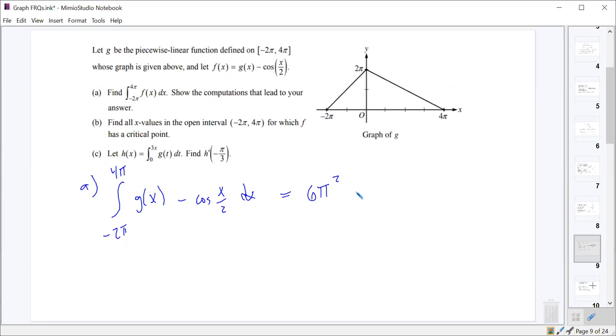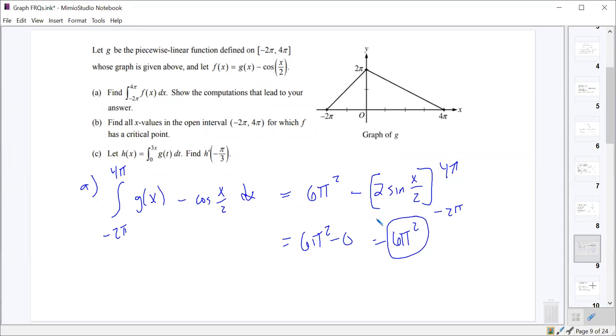And then the integral of cosine of x over 2 ought to be 2 sine of x over 2. We'll have to evaluate that from -2 pi to 4 pi. That's the sine of 2 pi, and the sine of -pi, which is all just going to be 0. So this just becomes 6 pi squared minus 0, which is 6 pi squared.